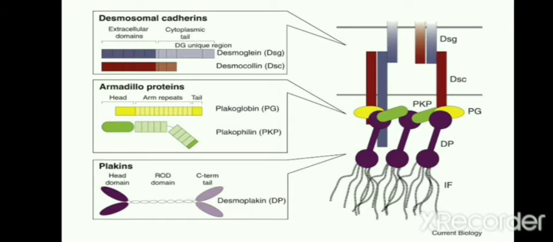These desmosome plaque components include plakoglobin and plakophilins. Plakoglobin and plakophilins are the armadillo proteins. Linkage to the cytoskeleton is mediated by the intermediate filament binding protein, desmoplakin, which associates with both plakoglobin and plakophilin.